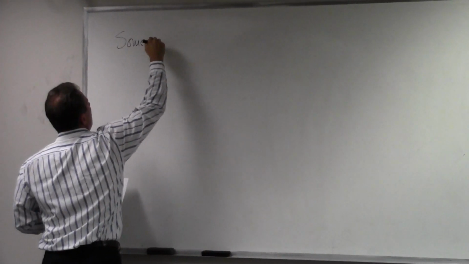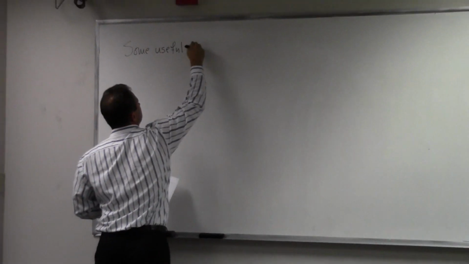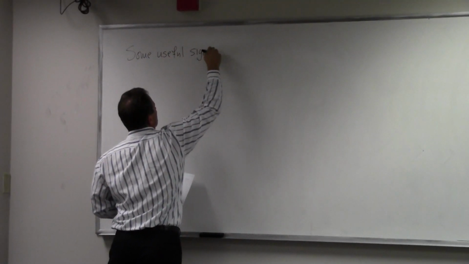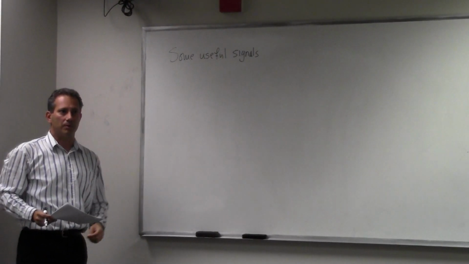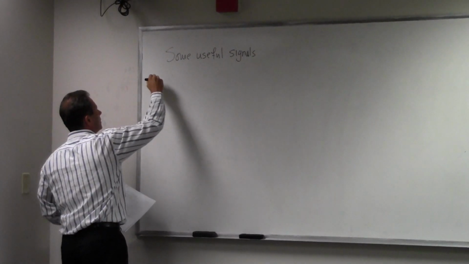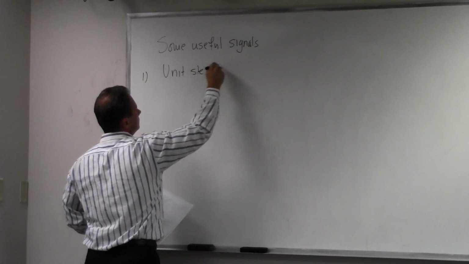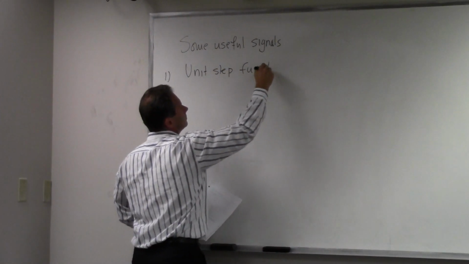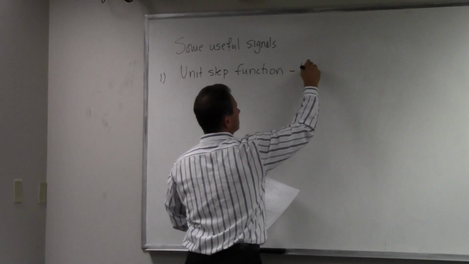So let's first look at some useful signals. In other words, these are the signals that we're going to be using all the time. They're going to appear in pretty much all the work that we're doing. The first one that we're going to talk about is the unit step function, or switch on function.